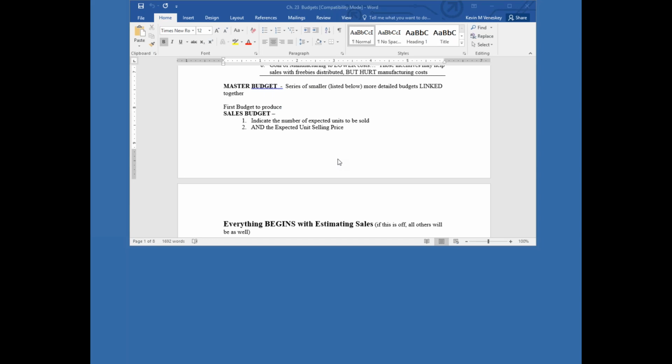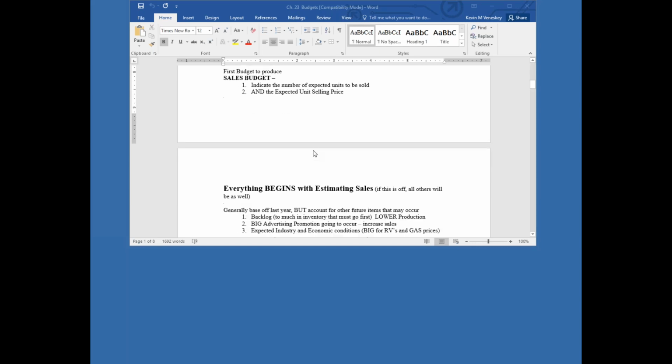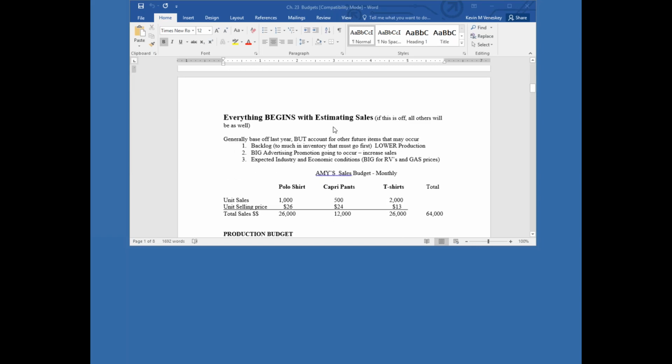Most of the rest of the budgets have some finite numbers. You know exactly how much it costs to buy the materials, and we know exactly how much materials we need to make our product. So this is the one that's going to have the biggest estimate, and that is how much sales are we going to make. Once we have that, we can go through and do pretty much everything else we need with very minimal estimates. So everything begins with sales.